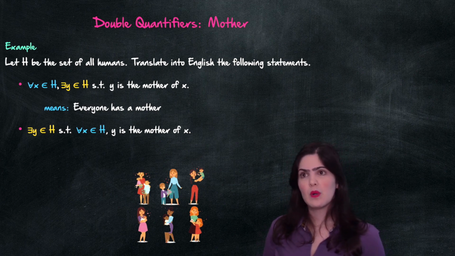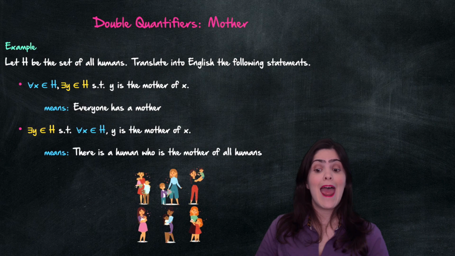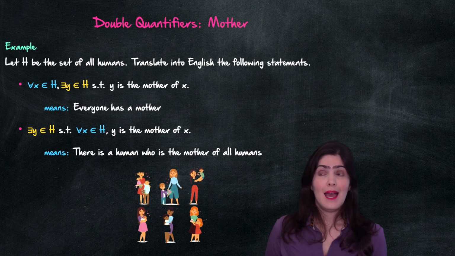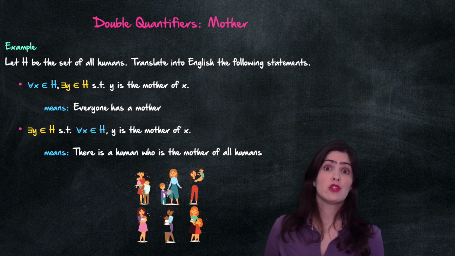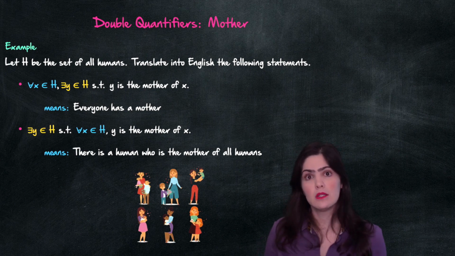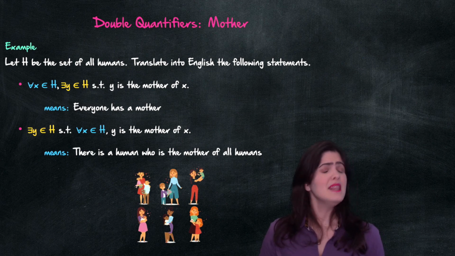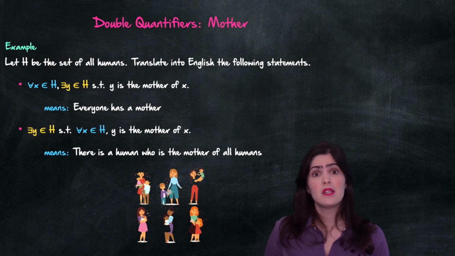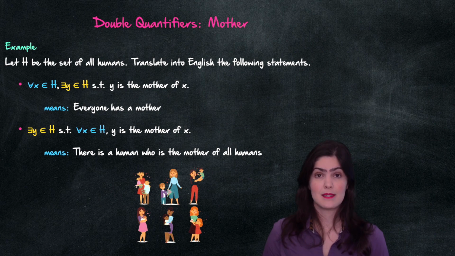And the other one says, well, there exists a human, there is the mother of every human in the world. And well, that would be lots and lots of children, and we know that's absolutely not true. It's impossible that there is one woman that is the mother of every single person in the planet, including herself. So this tells us that indeed swapping the order of the quantifiers makes a huge difference. So be careful when you're writing a definition in mathematics. Think carefully what you mean, because the order matters.